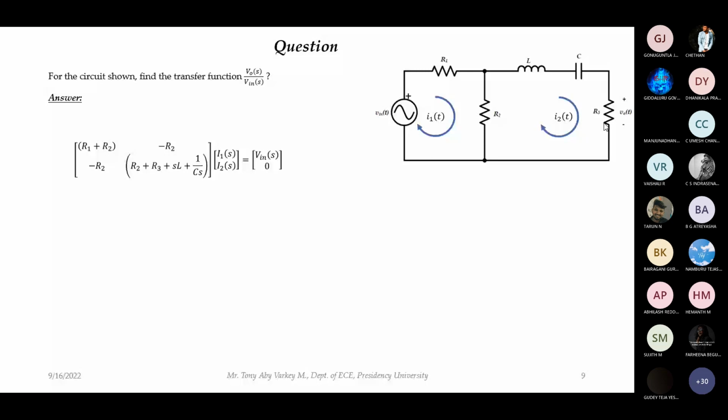So I am going to use Cramer's rule here to solve this particular equation. So first, for Cramer's rule, what will I do? I will find the determinant of this 2 by 2 matrix. So determinant of this 2 by 2 matrix will be like this: R1 plus R2, minus R2, like this. So what is the determinant of this? You have to multiply, correct? How will you multiply?